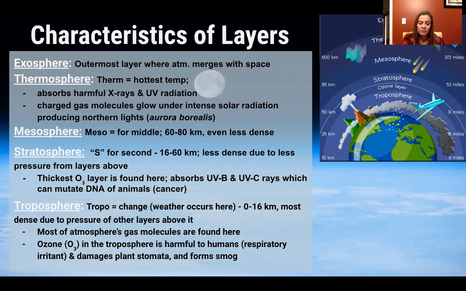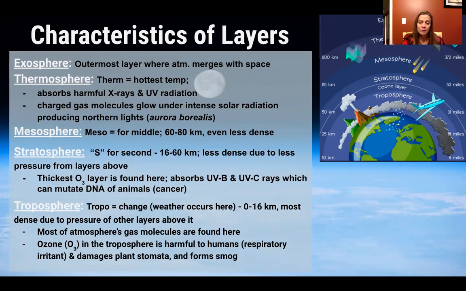Ozone in the troposphere is harmful to us. It is a respiratory irritant. It can cause asthma. It damages plant stomata, which is the little pores that they essentially breathe through, and it forms smog. So ozone in the troposphere is bad.